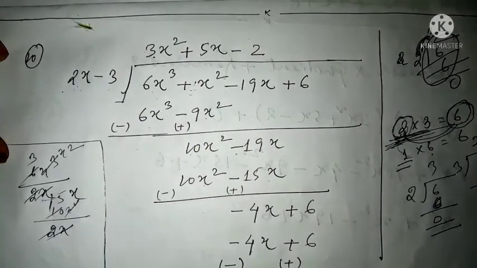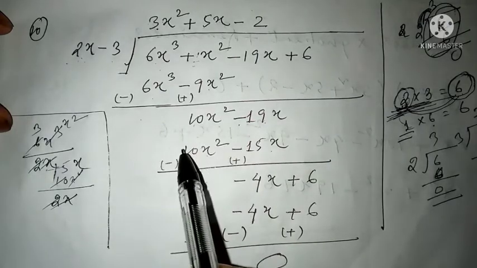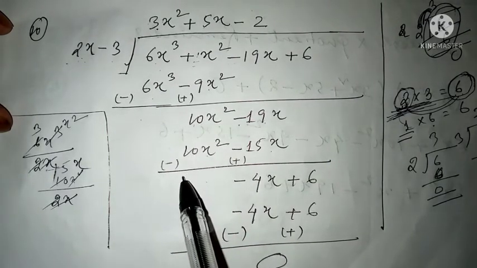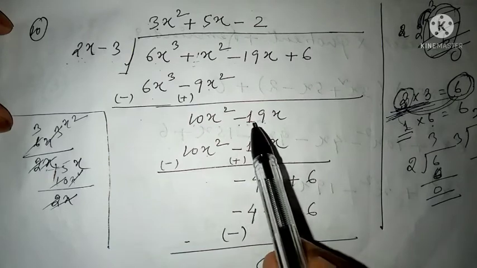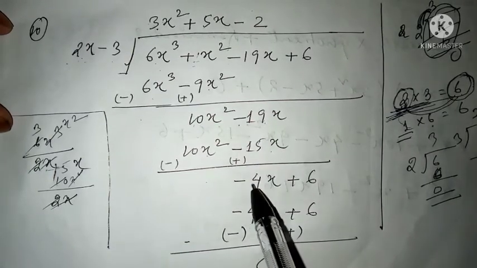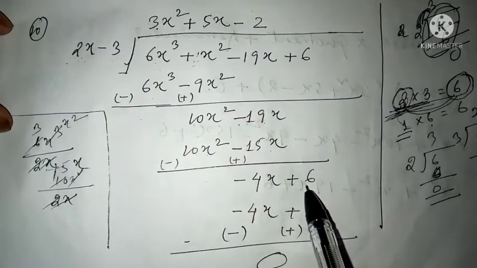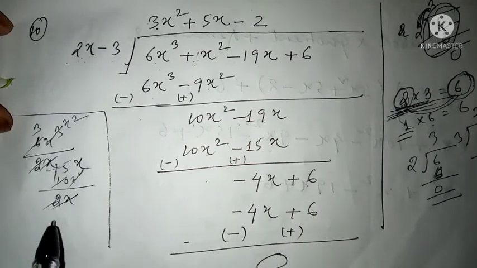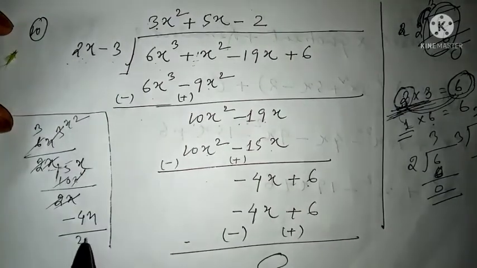Now it's time to subtract. 10x square minus 10x square is 0, minus 19x plus 15x, because it is minus but you have to assume it is plus. So minus 19 plus 15, that is minus 4x, and from here plus 6 as it is. Now again repeat the same process. Now the dividend is minus 4x, so you write here minus 4x. The first term is here 2x.